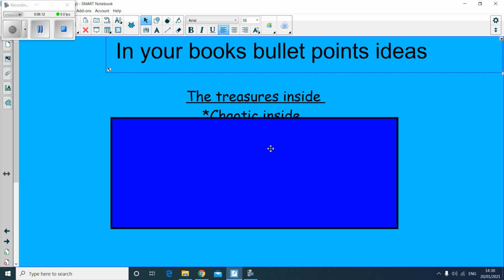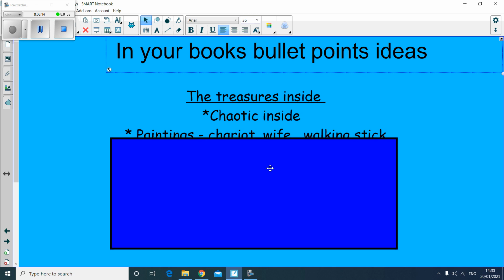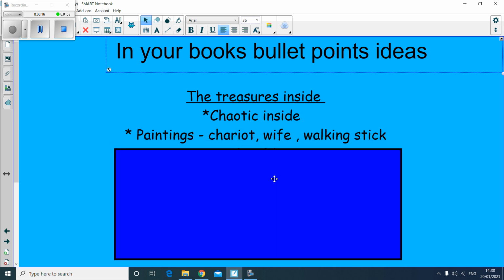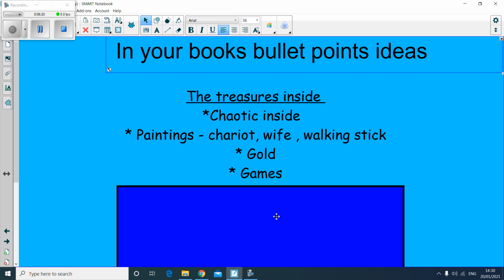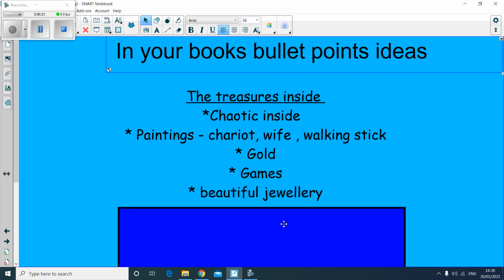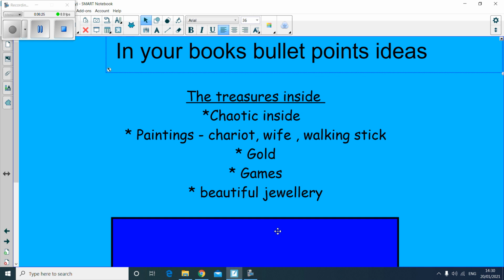Okay, so these are some of the bullet points that you could have had. So it was chaotic inside. There were paintings, a chariot, his wife, and a walking stick. There was lots of gold. There were games, and there was beautiful jewelry. Okay, you might have some other bullet points of your own. So you're going to save these bullet points for later in the lesson.